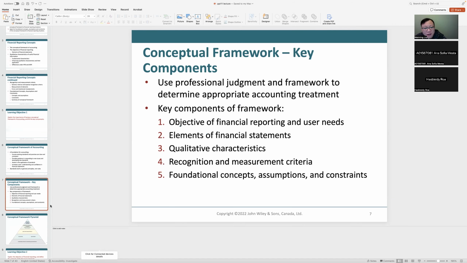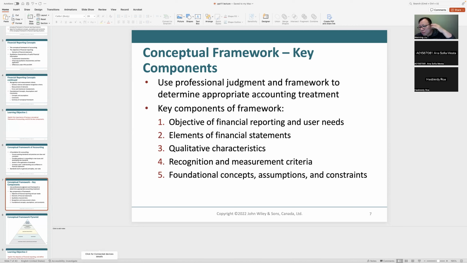Conceptual framework, key components. Okay? So the conceptual framework, to use it, you have to exercise professional judgment and the framework to determine the appropriate accounting treatment, okay? When you are dealing with a new issue, new situation, you have to exercise your judgment, right?